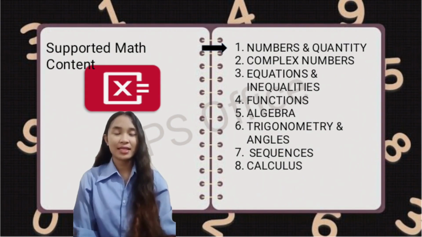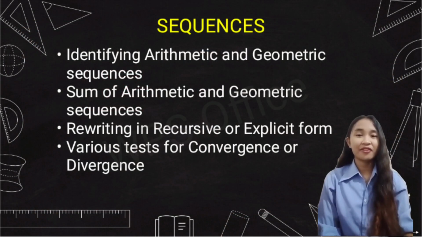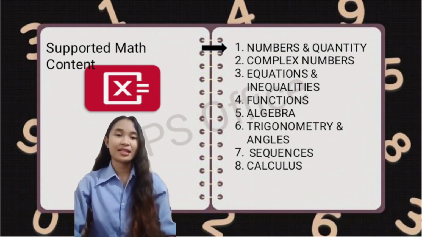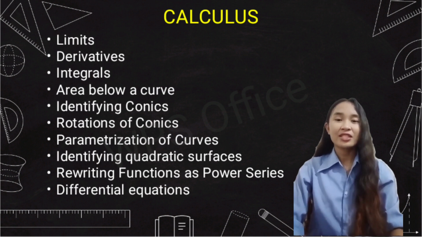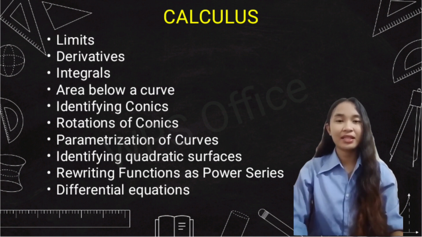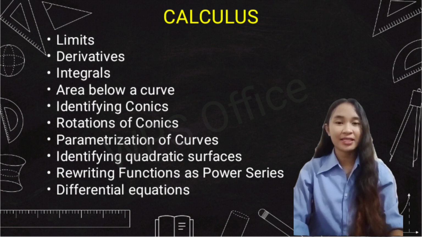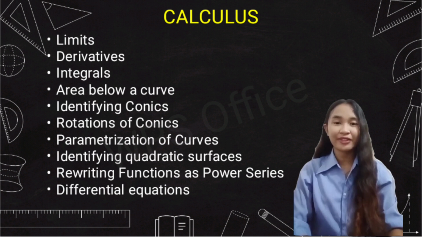Next is sequences. Under this, Photomath can identify arithmetic and geometric sequences, sum arithmetic and geometric sequences, rewrite between recursive and explicit form, and run various tests for convergence or divergence. And last but not the least is calculus. Under this, Photomath can solve limits, derivatives, integrals, area below a curve, identifying conics, rotation of conics, parametrization of curves, identifying quadratic surfaces, rewriting a function as a power series, and differential equations.